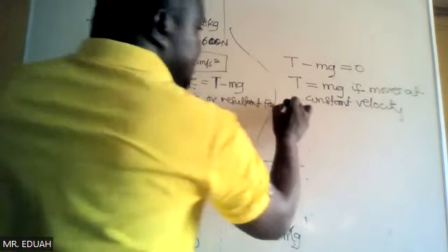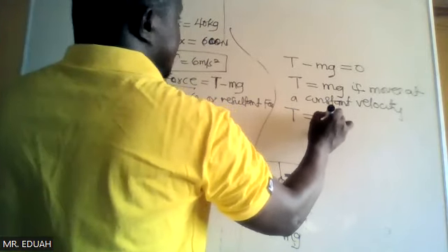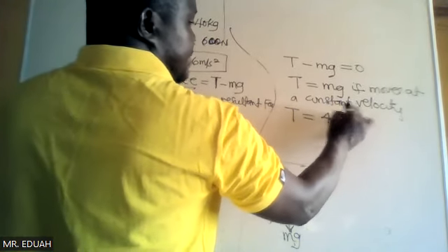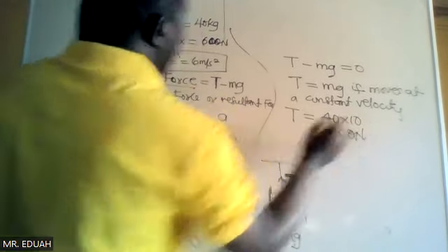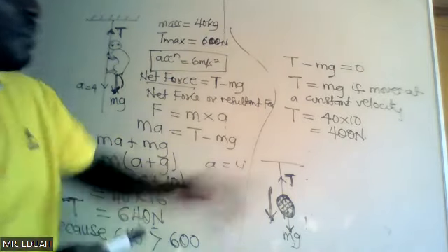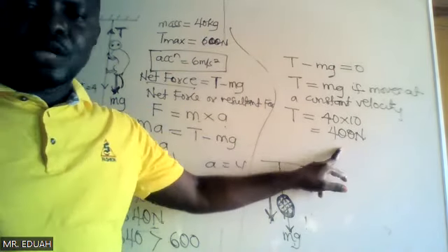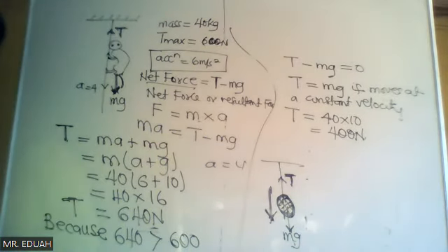So if T is equal to mg, then this will simply be 40 times 10, giving us 400 Newton. When we compare with the maximum tension within the rope, we realize that this is less, and so the rope will not break.